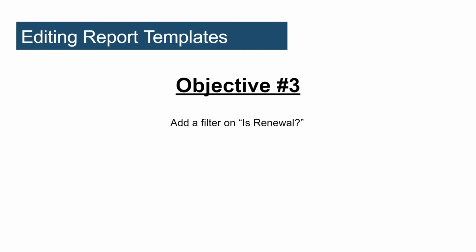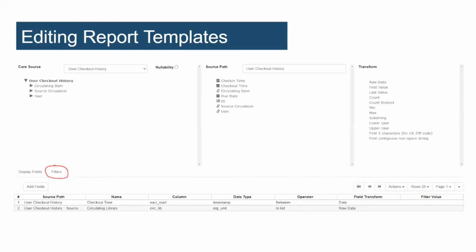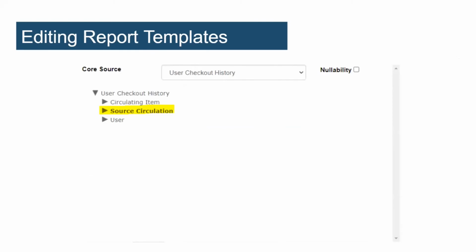Our third objective will be adding a filter on the Is Renewal field of the circulations. We'll set it up so that the output will only show us the circulations that are not renewals of previous circulations. To start setting up your filters, navigate over to the Filters tab at the bottom of the module. We want to filter on the field on the circulation, so let's join on the source circulation from our core source.